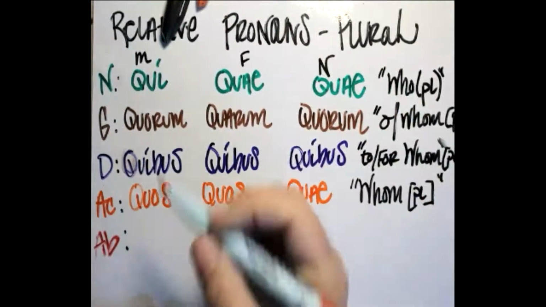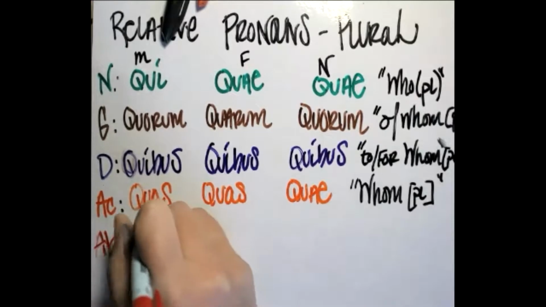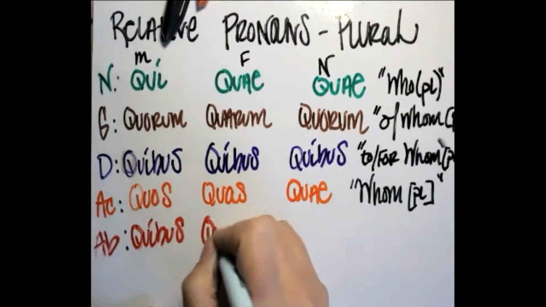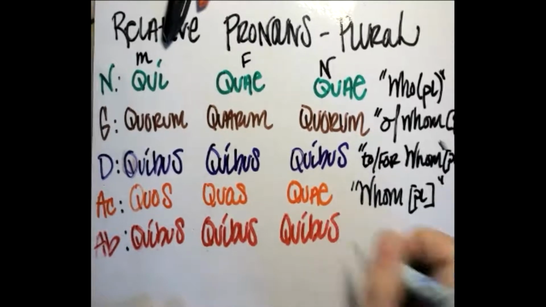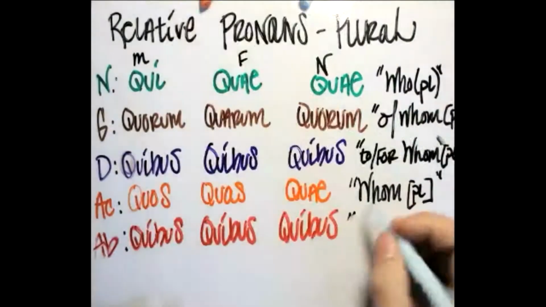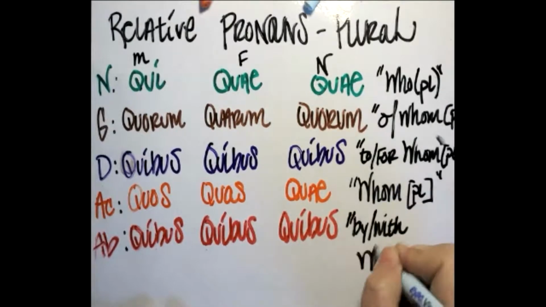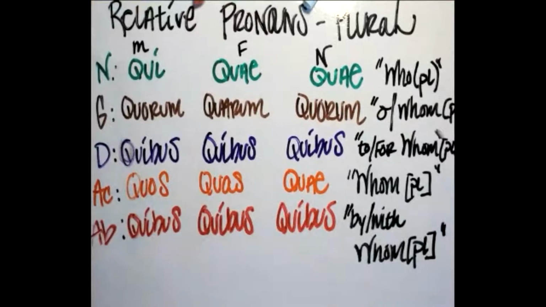And then in your ablative, we're going to repeat the dative form. So again, quibus, looking like third declension. And that is by, with, whom, plural. Okay, I'll hold that up there and give you a second to take that down if you need to.